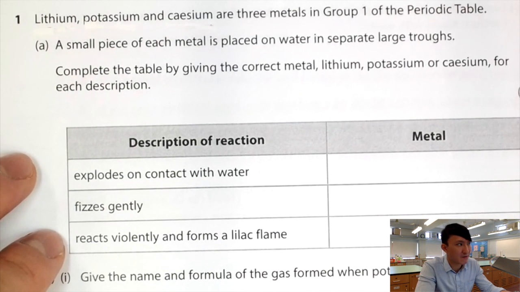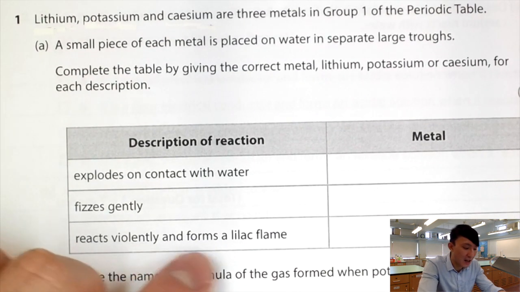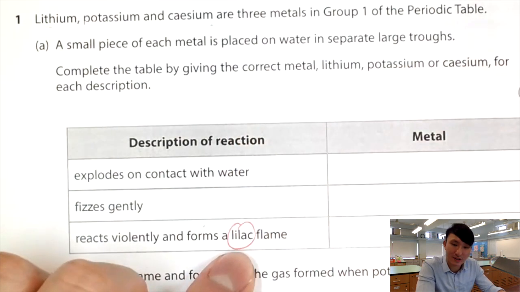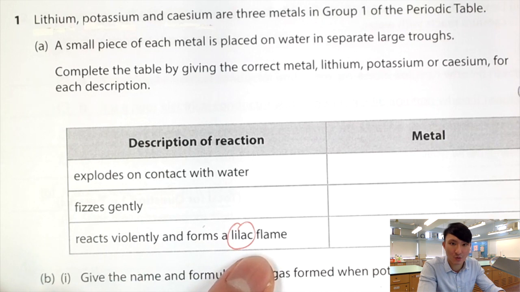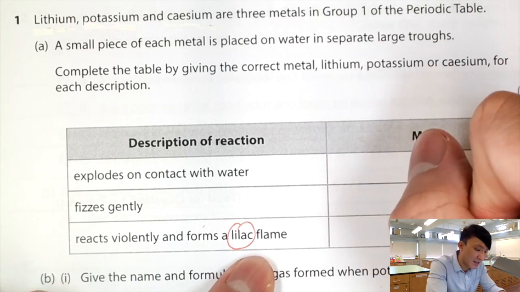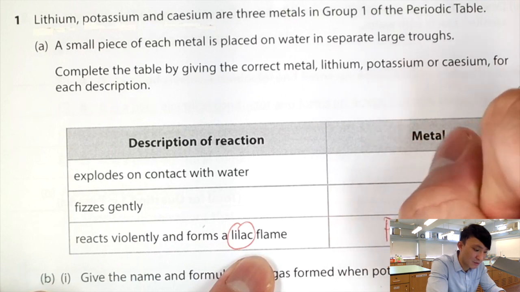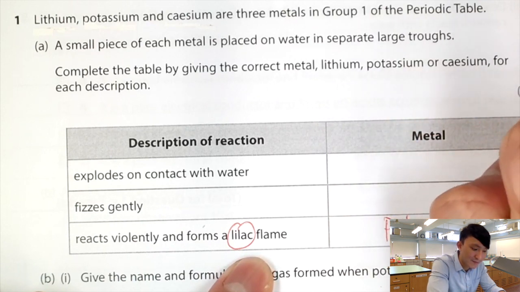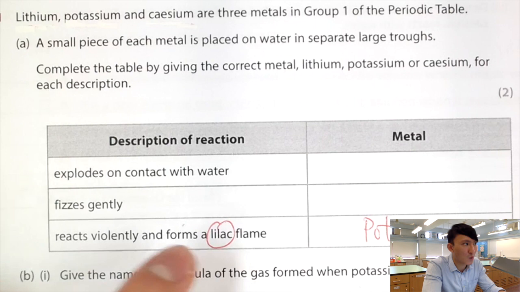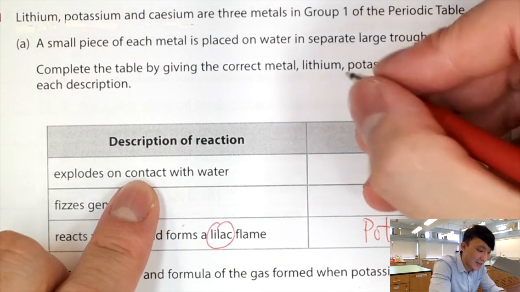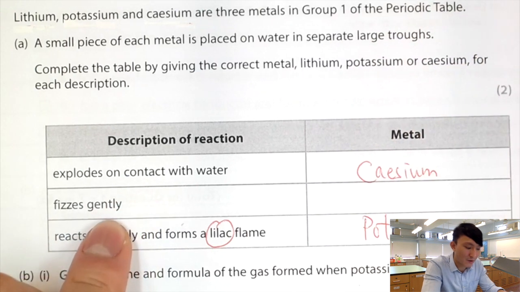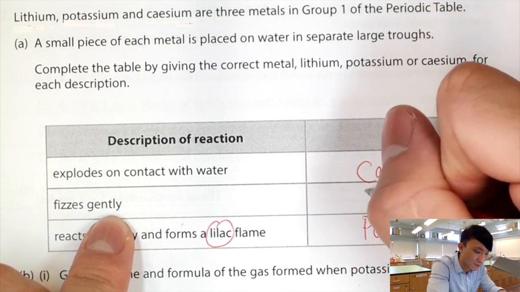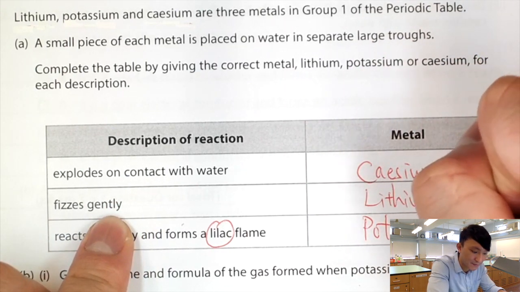And the third one here reacts violently to form a lilac flame. Now this word gives you a huge hint because lilac flame hints towards the presence of potassium. So you can tell actually this one is potassium. Okay, and then the one that reacts the most vigorously has to be cesium, and the one that reacts the least vigorously has to be lithium.